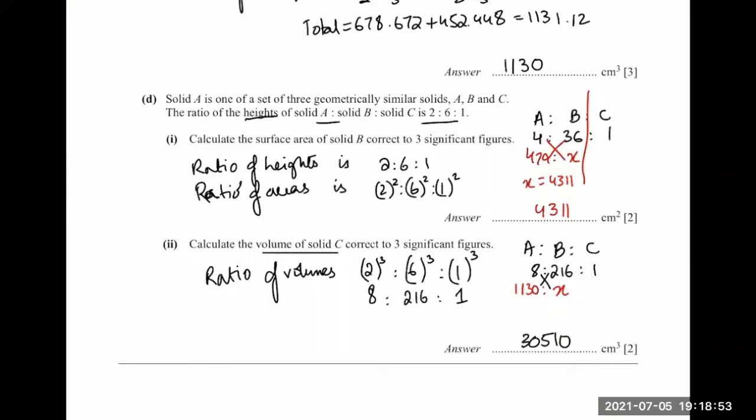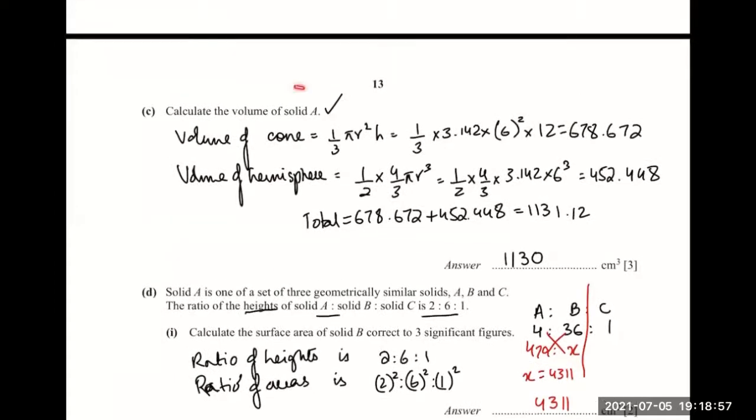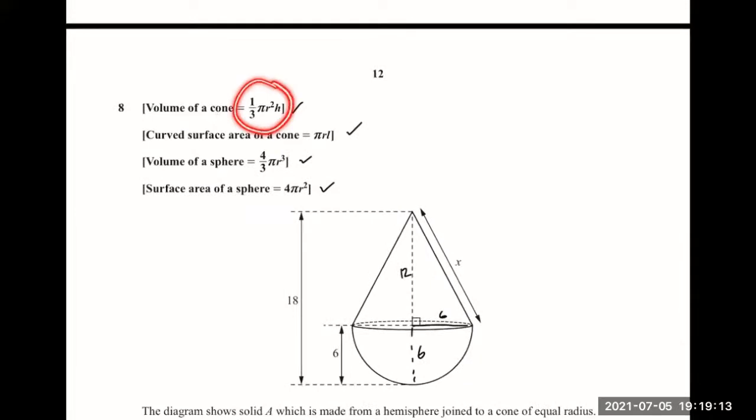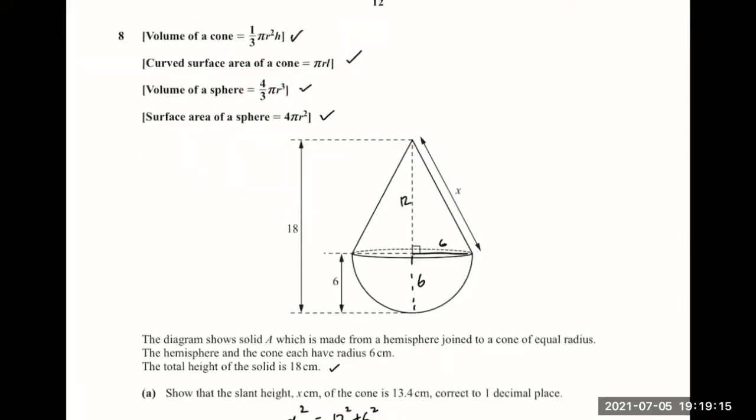Okay, part C. Part C, this one, volume of solid. Do you want me to do volume of solid again? The volume formulas are given, look at this. And this 4/3 is given.